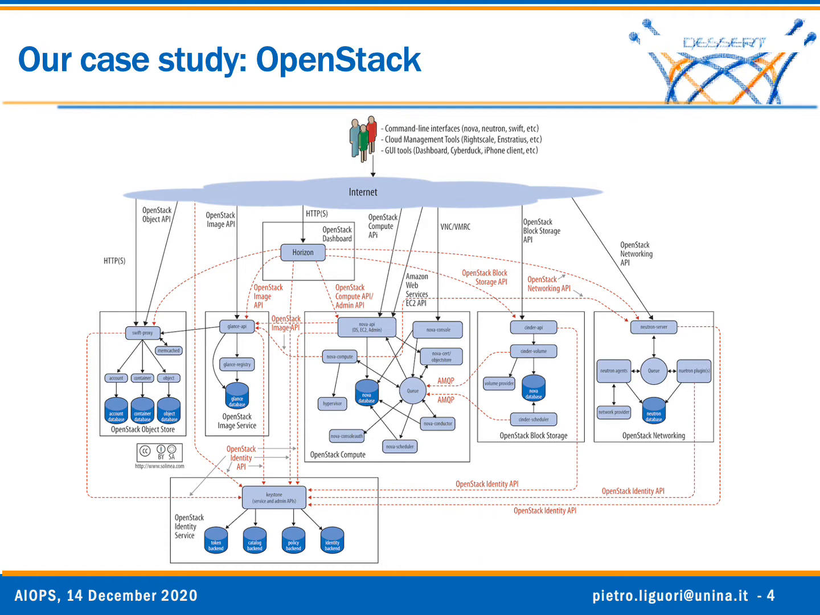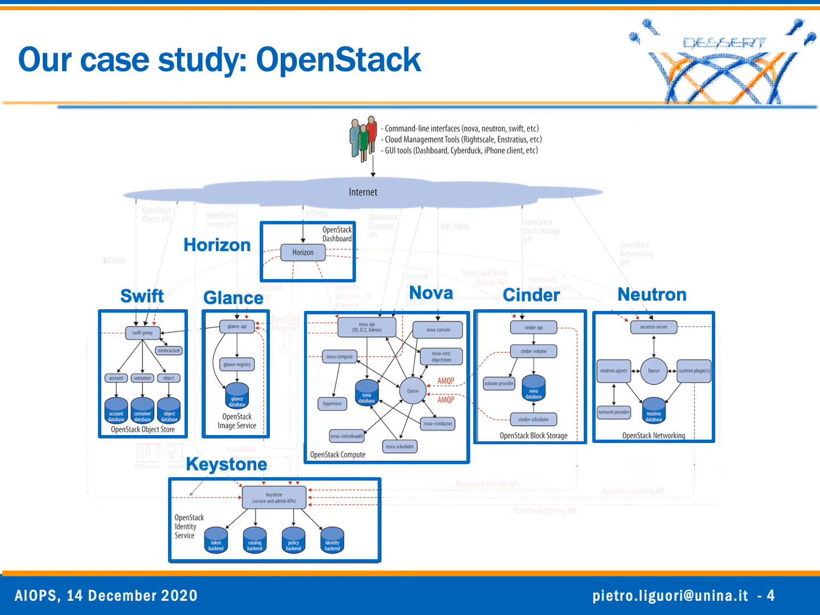Our case study is OpenStack, a free and open source software platform for cloud computing, mostly deployed as infrastructure as a service. It is the basis for many commercial products and it is used in several domains such as academic, industry, gaming, military, and so on. OpenStack is a very complex system and consists of several subsystems. For example, Nova is used for virtual machines, Cinder for the volumes, and Neutron for the virtual networks.